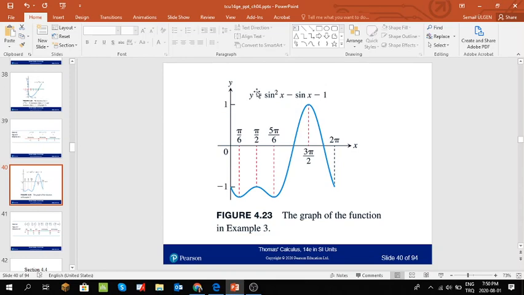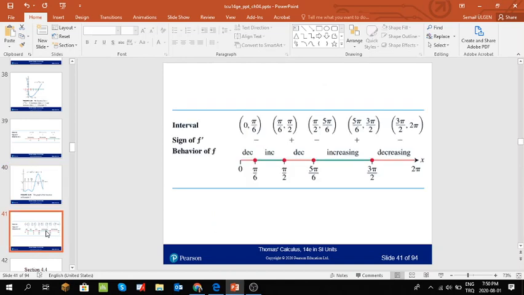So what you do is you are going to take the derivative of this. For example, you get 2 times sine times cosine minus cosine, and then you're going to equate this to 0 and find the zeros of this function, and actually you get pi over 6, pi over 2, 5 pi over 6, 3 pi over 2 as the zeros of this function between 0 and 2 pi. As you will see in this table, these are the critical numbers, the critical points.